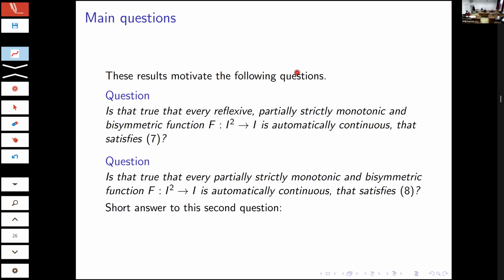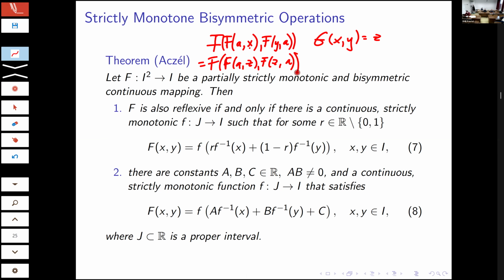So these results motivate the question. Please check the numbers 7 and 8. So this is for the weighted quasi-arithmetic mean, and this one I call weighted quasi-sum.